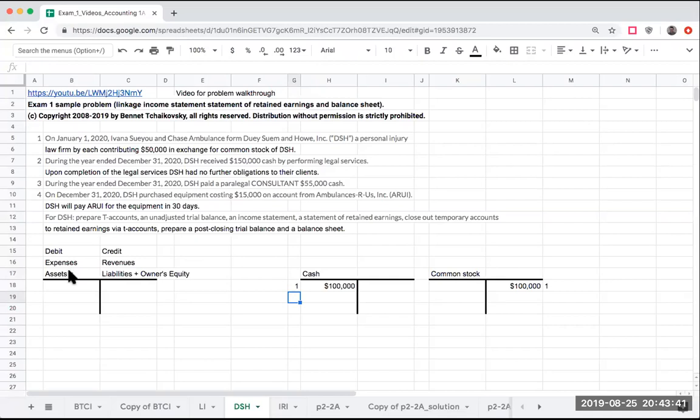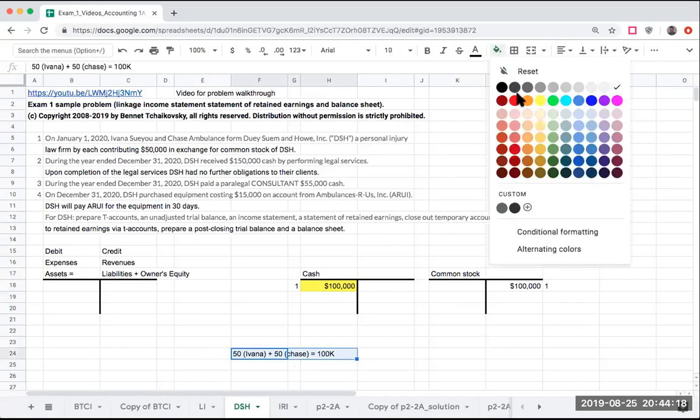Right over here, cash is an asset. So how do we show increases to cash? We do that with a debit, which is what we're doing right here. How did we get $100,000? Well, Chase and Ivana each gave us $50,000, plus 50 from Chase, and this is going to equal that $100,000. So that's how we got this $100,000, because they each gave us that money.